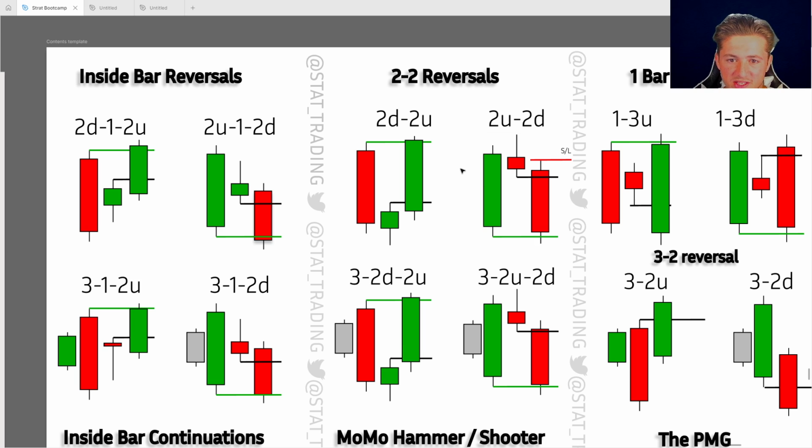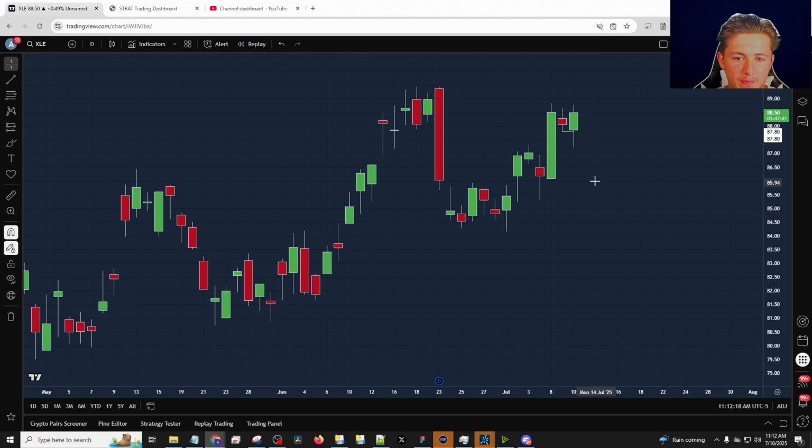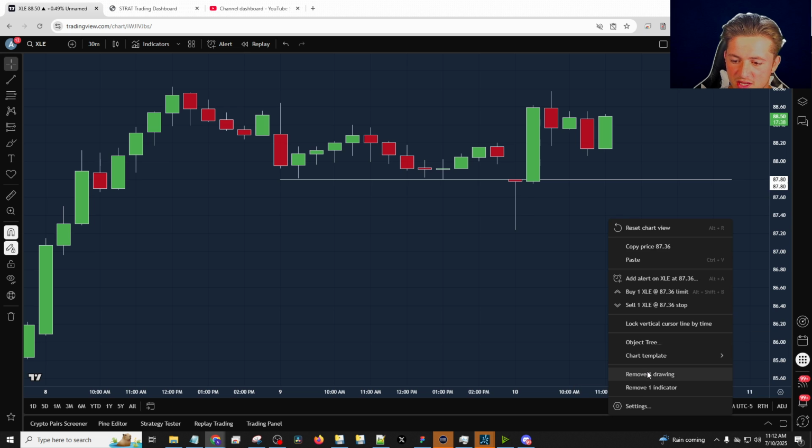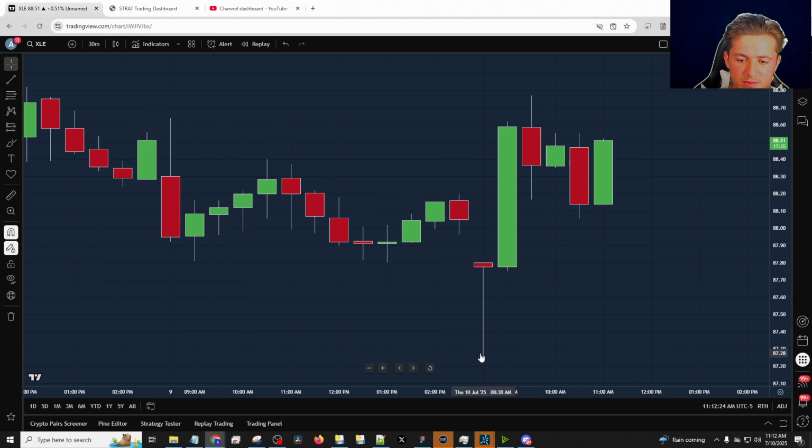We want to pair this with something else though. We want to pair this with the broadening formation. And what that is, this. So if we go to the energies today, you'll see this morning there was a 2 down, hammer, 2 up, reversal. So we know this 2 down, it wasn't green, but it was a hammer, which is another form of reversal we look for.